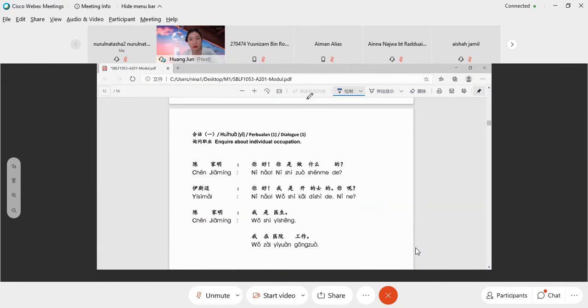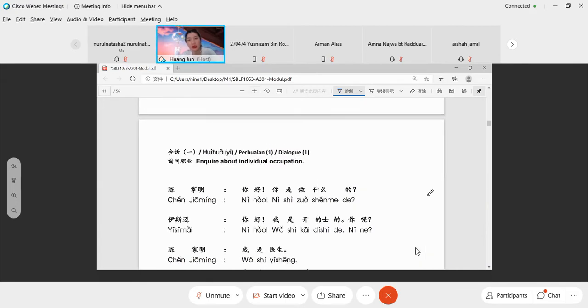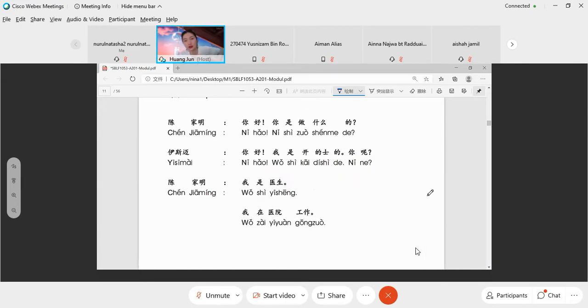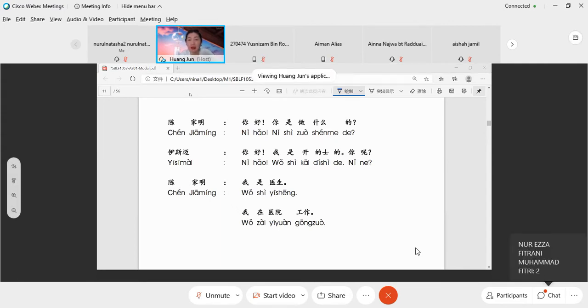So first one, look at page 11 over here. Last time I already told you homework is to finish your translation for dialogue 1. Then in your dialogue 1, I also told you today I will ask people to read your dialogue 1. So how many people are talking in dialogue 1? 2 person.